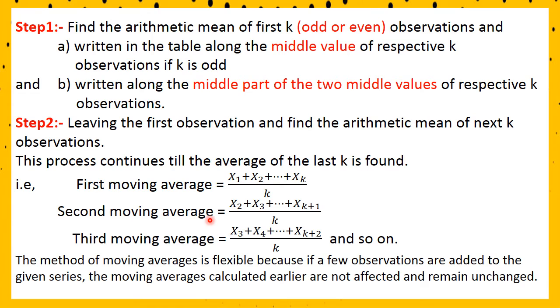Similarly, second moving average, after leaving the first one, will start with the x2. Then k observations are obtained by considering xk plus 1. And similarly, third moving average will consider leaving x1 and x2, first two observations, and then from x3 we will get k observations till xk plus 2 and find this average. And this method of moving average is flexible because if a few observations are added to the given series, there won't be any change in the calculation of previously calculated averages.